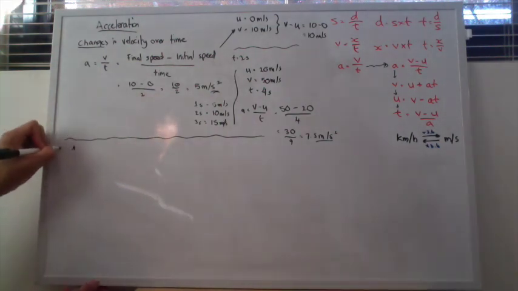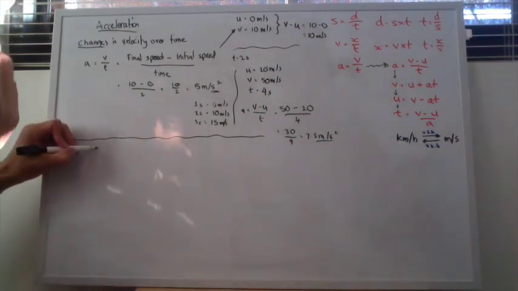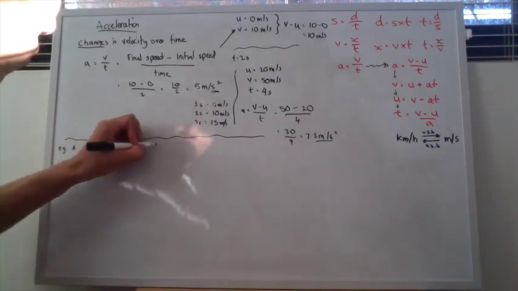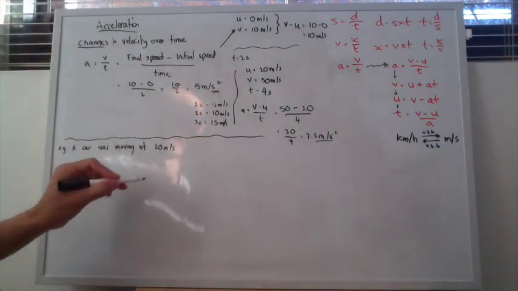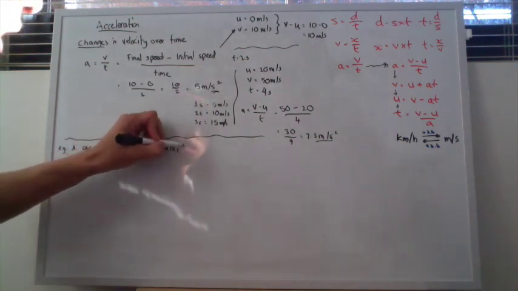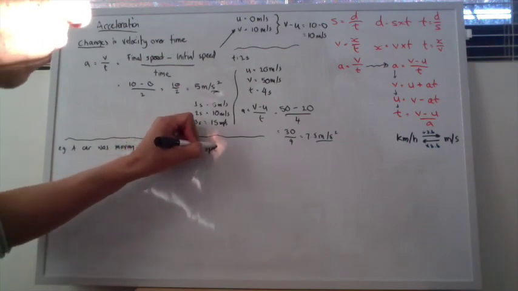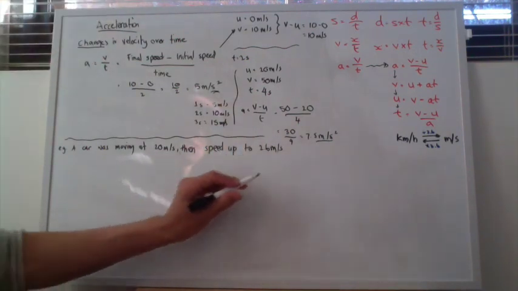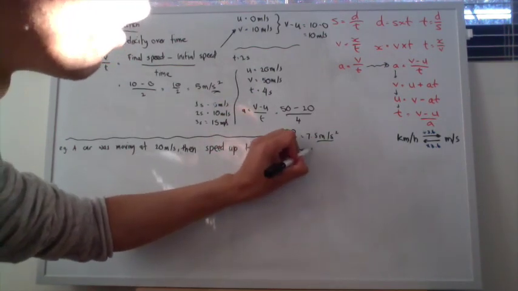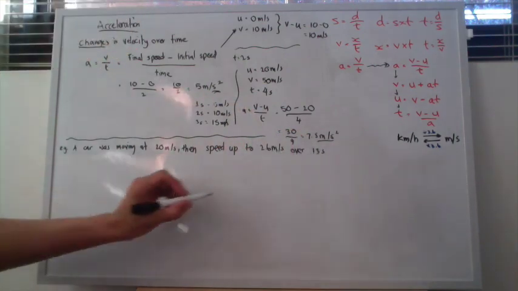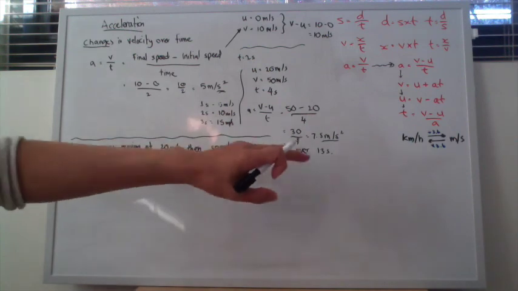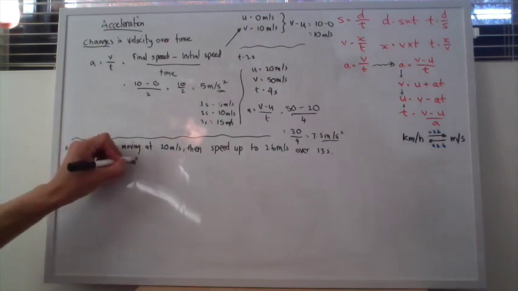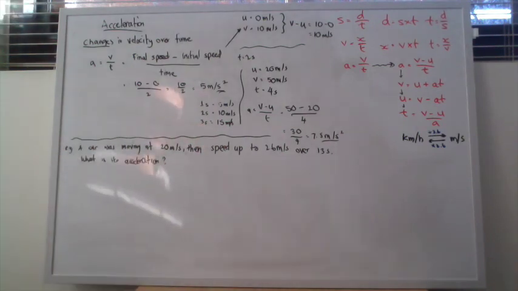So let's say a car, let's go with our example, okay? A car was moving at 20 meters per second, yeah, and then it speeds up to 26 meters per second over 13 seconds. Yeah, so there's your scenario. A car was moving 20 meters per second, then speeds up to 26 meters per second over 13 seconds. What is its acceleration? Yeah, and so I can calculate that.